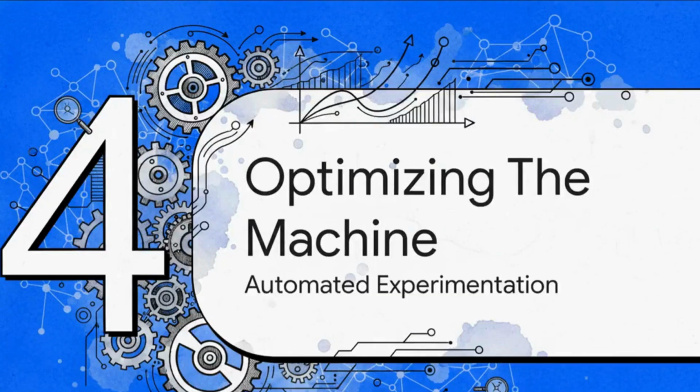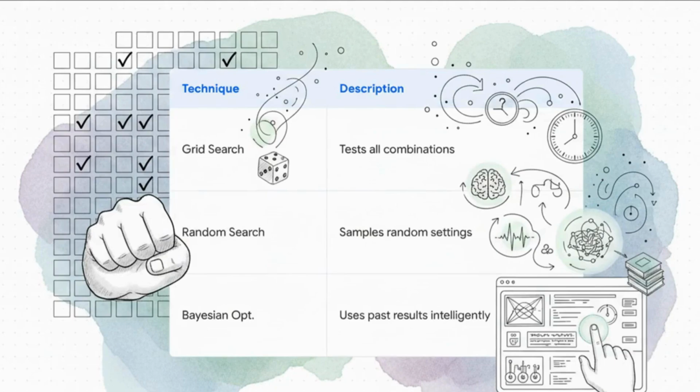Which brings us to Section 4, Optimizing the Machine. So, the crucial point is, we know what the levers are now. But developers don't just sit there guessing to find the perfect settings. They scale their experimentation using automated optimization techniques. You start with grid search, which is basically brute force, testing every possible predefined combination. Next is random search, which randomly samples combinations. Surprisingly, this is often faster and just as effective as checking every single box manually.